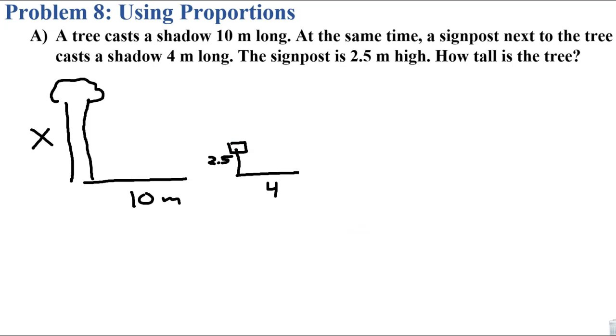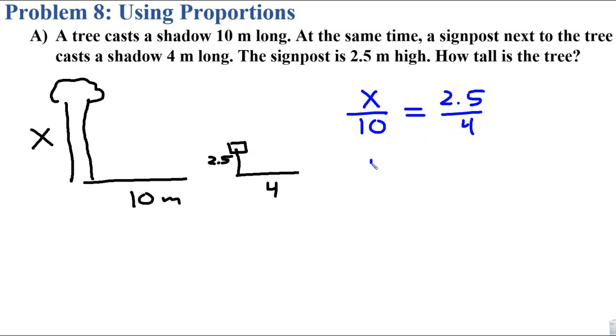So what I can do is set up a proportion and solve for that x. I can go height over shadow for the tree, so x over 10, and set that equal to height over shadow for the signpost, 2.5 over 4. So we have tree's height over tree shadow, signpost height over signpost shadow. And then once we have that set up, we'll just cross multiply and divide.